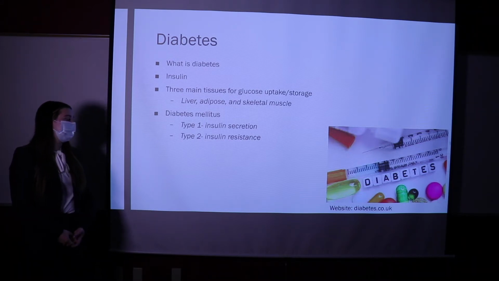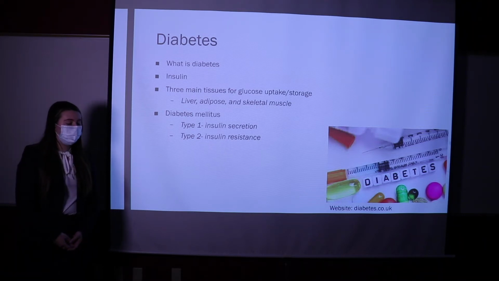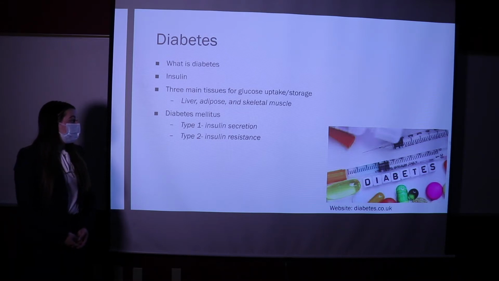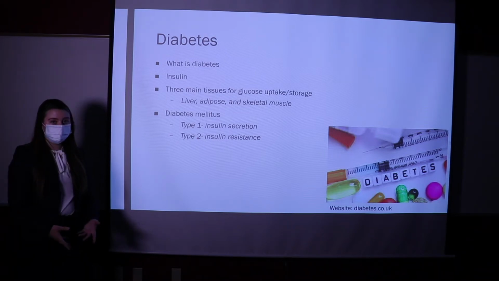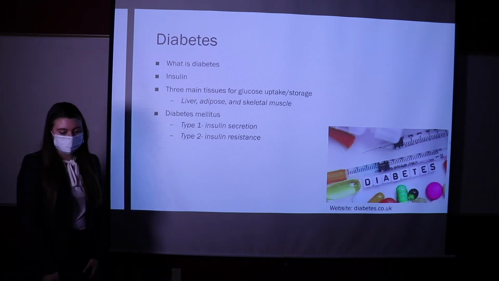And there are two different types of diabetes. There's type 1 diabetes, or more commonly known as childhood diabetes. And this involves the amount of insulin secreted into the blood. But type 2 diabetes is more commonly known as lifestyle diabetes, and this involves insulin resistance within the body.